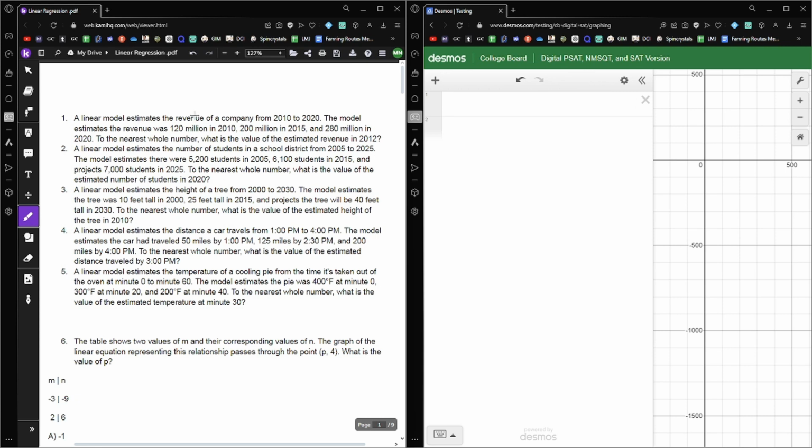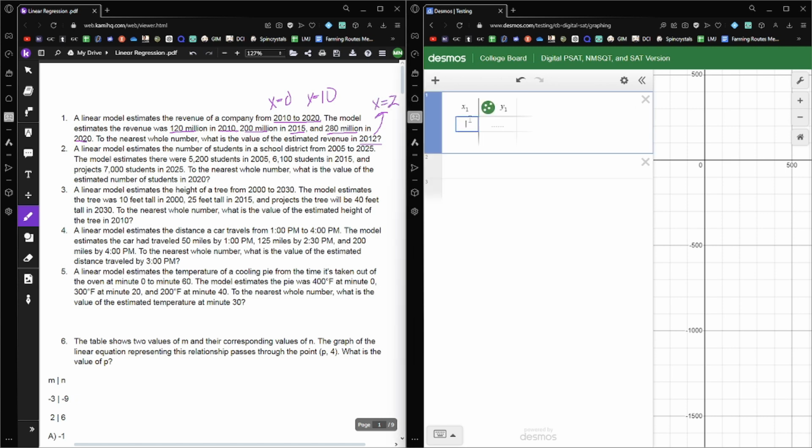A linear model estimates the revenue of a company from 2010 to 2020. In these real-world application problems, your initial year or your starting year, that's going to be x equals 0. And then since 2020 is 10 years from 2010, x would be equal to 10. The model estimates the revenue was 120 million in 2010, 200 million in 2015, and 280 million in 2020. To nearest whole number, what is the value of the estimated revenue in 2012? So this would be 2 years from 2010, x is equal to 2.